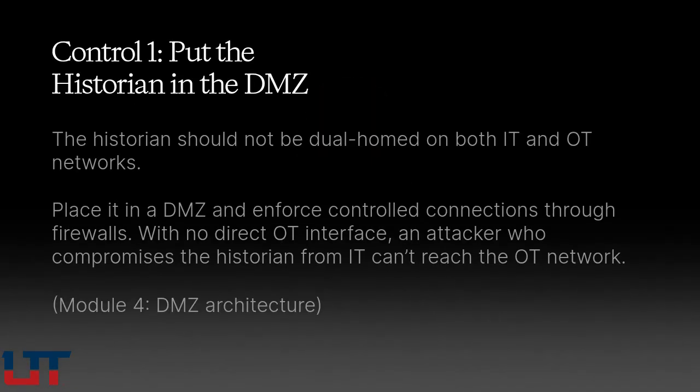Three controls would have broken this attack chain at different points, and any one of them would have been sufficient to prevent the outcome. The first control they could have incorporated was that the historian should not have been dual-homed. It should have been placed in the DMZ with controlled connections in both directions through firewalls. A historian in the DMZ with no OT side interface means the attacker who reaches the historian never reaches an OT network directly. This is Module 4. The DMZ architecture specifically exists to prevent this exact scenario.